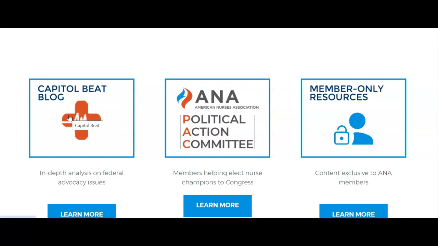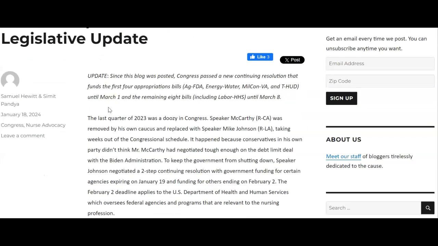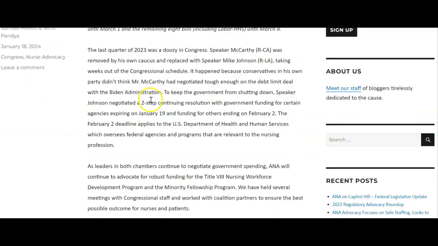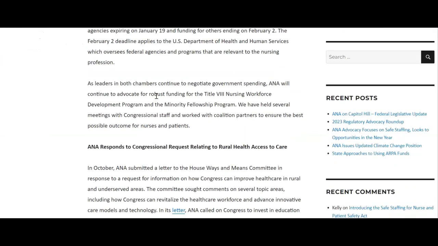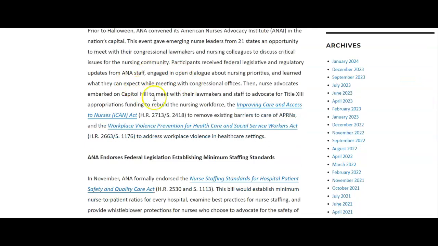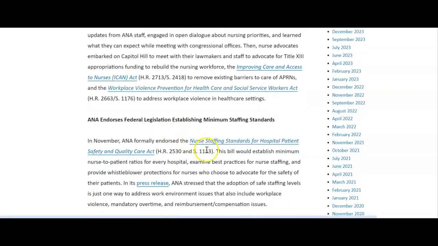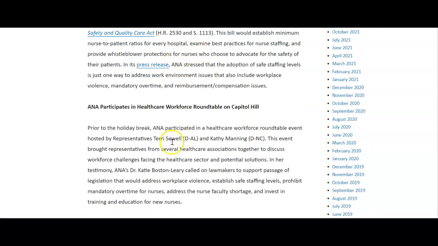I had gone to the Capitol Beat blog, and while I was there, this was updated, I believe, in January of this year. It gives you a little synopsis of what happened as far as legislation. Looking through, you get some different information. You can see that there's the Workplace Violence Prevention Act. Those are some of the key things that you're working on. Nurse safe staffing and staffing standards. That might be one of your issues. So it gives you kind of an update.